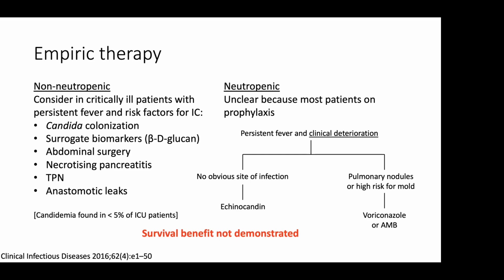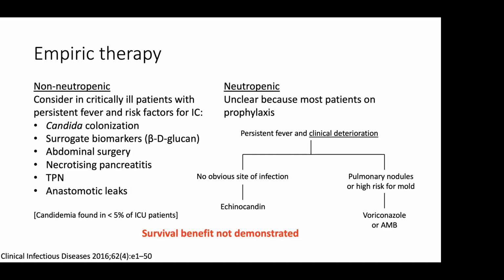Risk scores have been developed, they don't actually perform that well. But it should be considered generally in critically ill patients with persistent fever, plus risk factors for invasive candidiasis. Those risk factors include colonization, surrogate markers like beta-D-glucan, and I'll speak about the performance characteristics later. Patients who have abdominal surgery, necrotizing pancreatitis is also a risk factor. And then all other disturbances of mucocutaneous barriers.